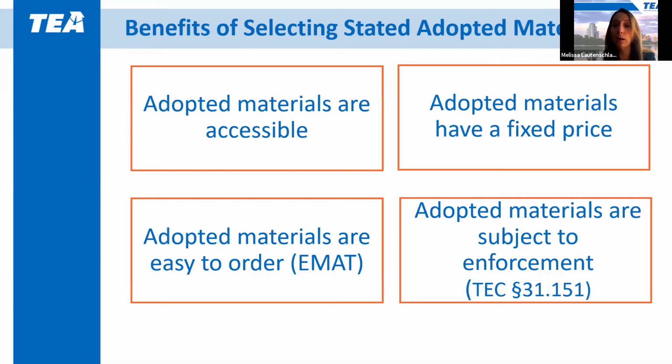Another benefit for adopted materials on the state adopted list is that they have agreed to a fixed price. Adopted publishers actually sign a contract for an 8-year fixed price, ensuring that they are meeting our needs here and that you know upfront what you're agreeing to. The fixed prices apply to the whole package and to each component of the package.